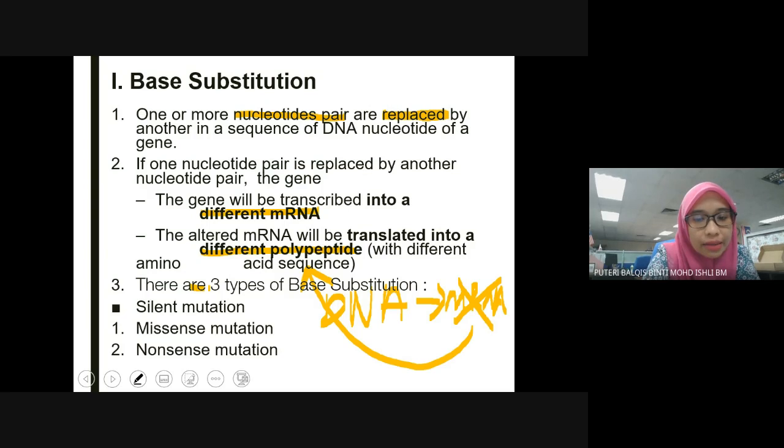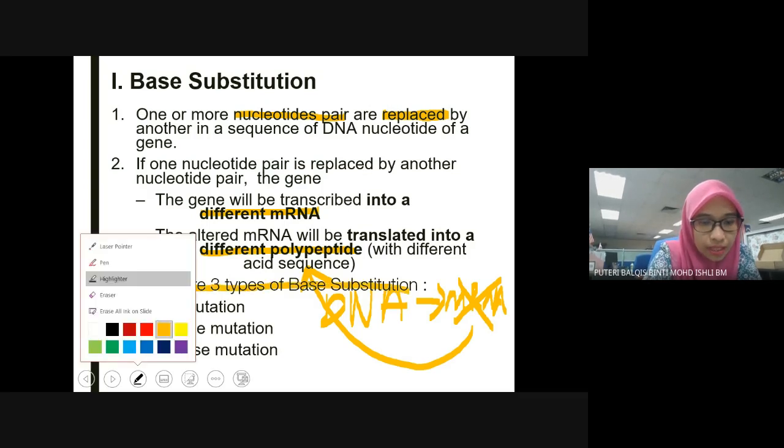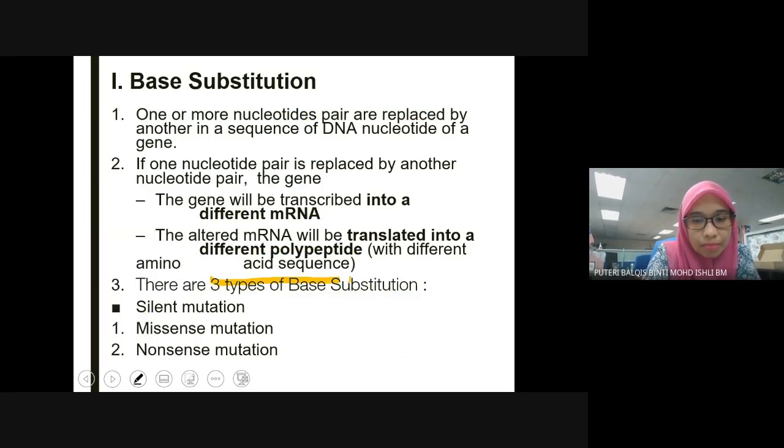There are 3 types of base substitution. Okay, kita ada 3 jenis base substitution. Kita ada silent, missense, nonsense. Salah numbering, nanti saya betulkan balik. Kita ada silent mutation, missense mutation, nonsense mutation.